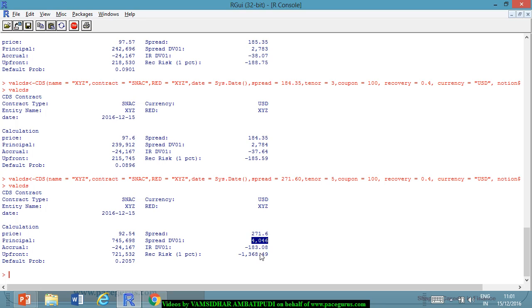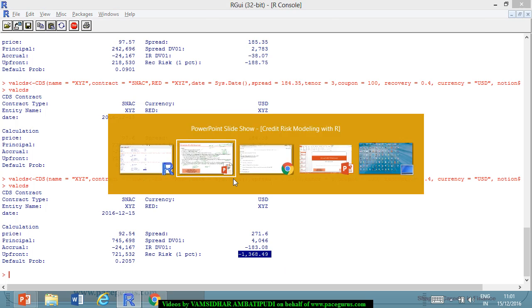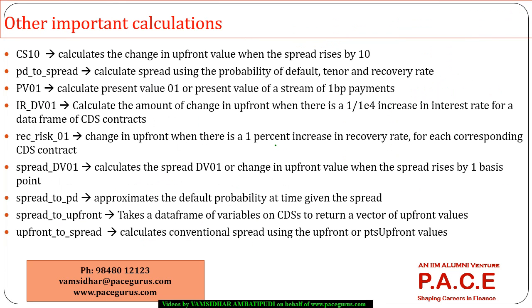Interest rate increases by 1 basis point. I see that the upfront is going to decrease by $183. Similarly, for a 1% increase in recovery, I could see that the upfront will go down by $1,368. So these are some of the important things that are coming out here.